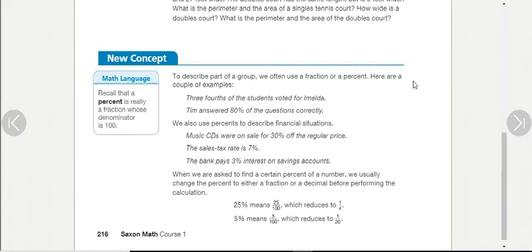Percents can work really well in finances. Music CDs were on sale for 30% off. Sales tax is 7% of the original price added on. The bank pays you 3% interest for leaving your money in their savings accounts.